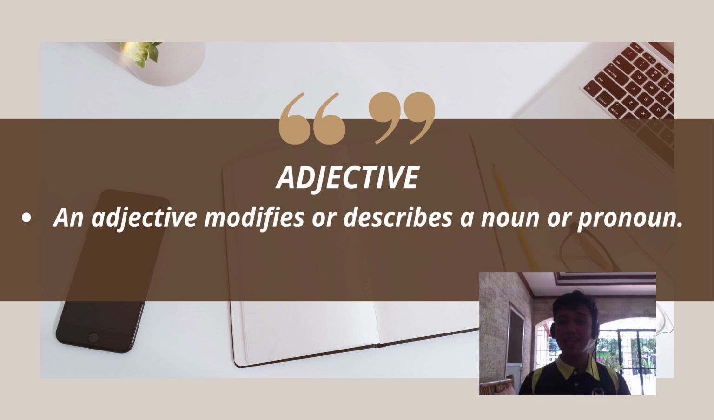Okay, the next one is the adjective. An adjective is a word used to modify or describe a noun or a pronoun. It usually answers the question of which one, what kind, or how many. Meaning to say, it modifies the subject, or it gives definition, or it describes the subject.